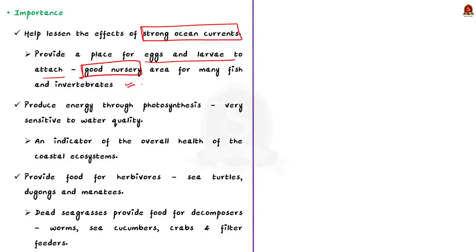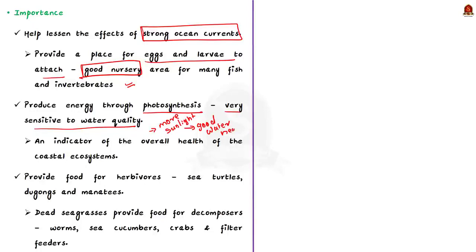Secondly, the seagrass produce energy through photosynthesis. Hence, they are very sensitive to water quality. This is because when the water is clear, more sunlight penetrates into the water, thereby enhancing photosynthesis. So, it is said that seagrass are an indicator of the overall health of the coastal ecosystem.